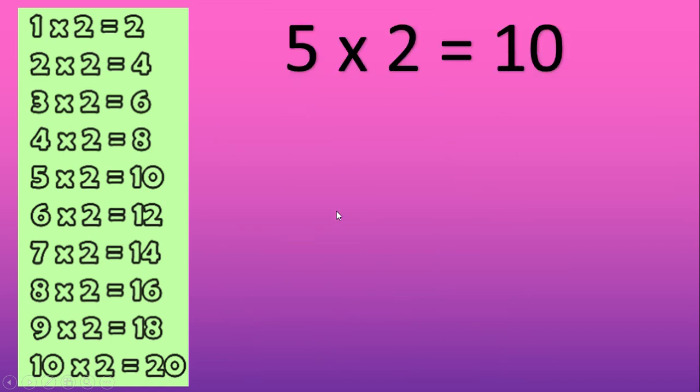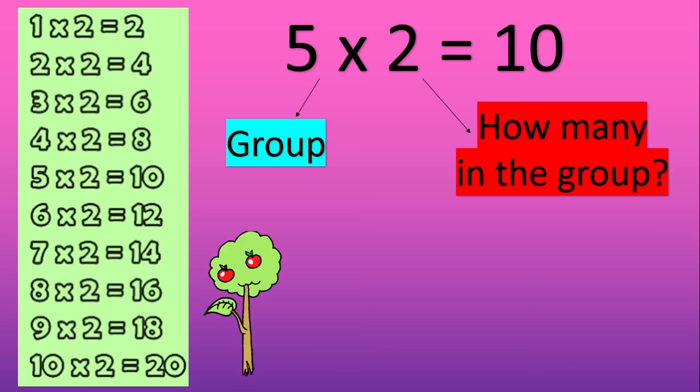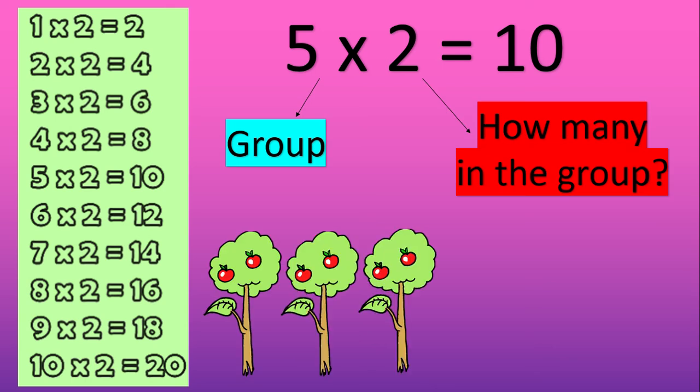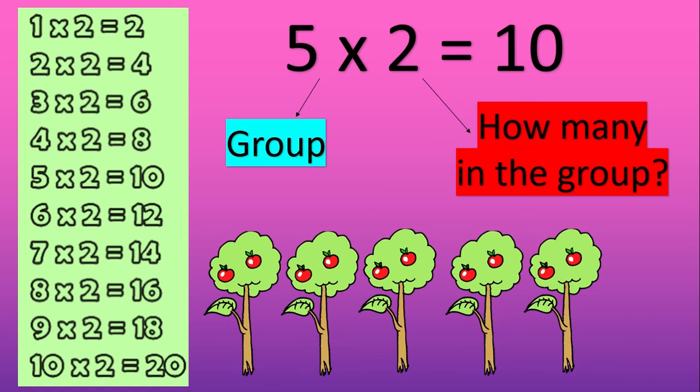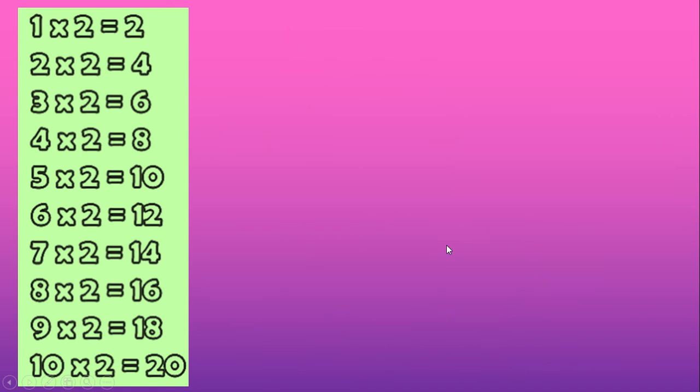Now we have 5 times 2 equals 10. 5 groups of 2, so we have 5 apple trees. 2, 4, 6, 8, 10. 5 times 2 equals 10. That's why we have 10 as the answer.